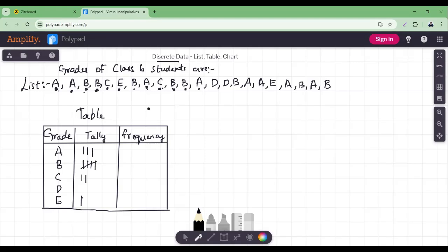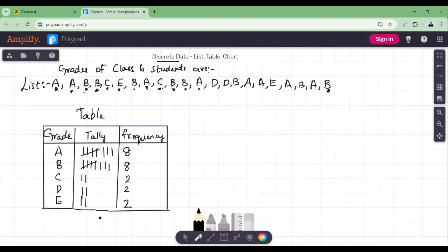Next is A, and D, D, B, A, E, A, B, A, B. So now we have done it like this. I've taken each data point and put it in a tabular format. Now I can count this easily. This entire group is 5, so 5 plus 3 is 8. This is also 8. This is a 2, this is a 2, and this is a 2.